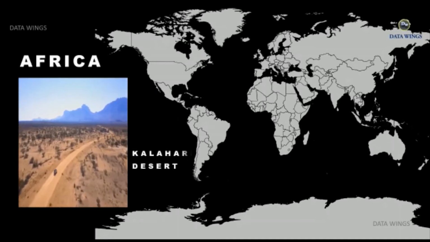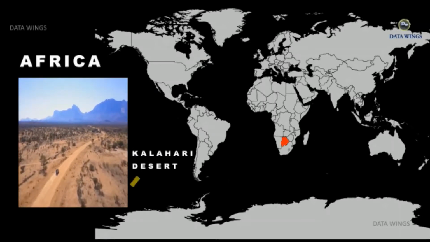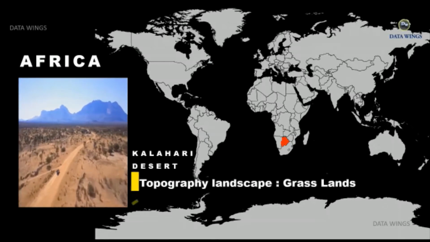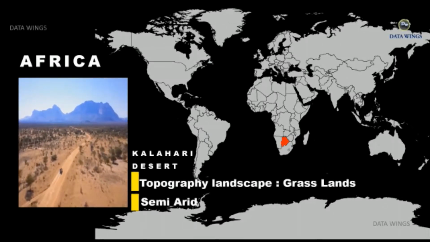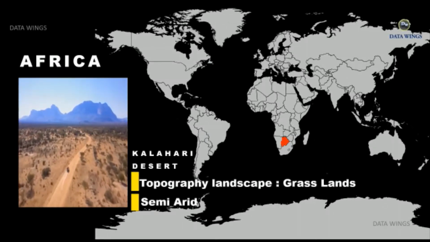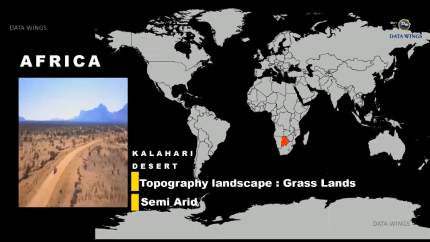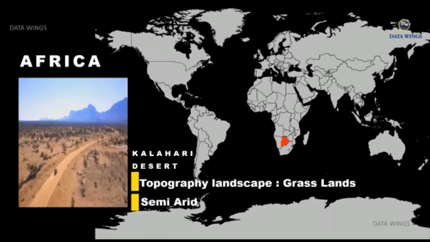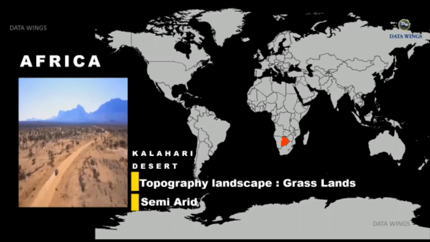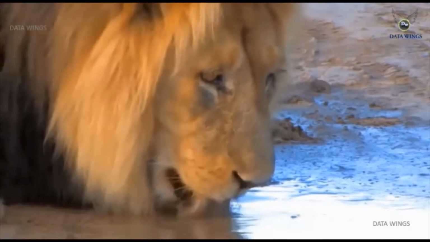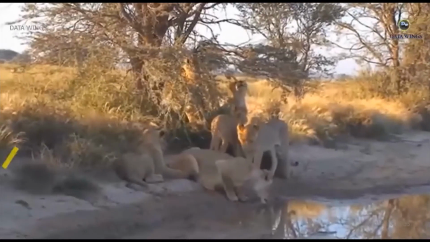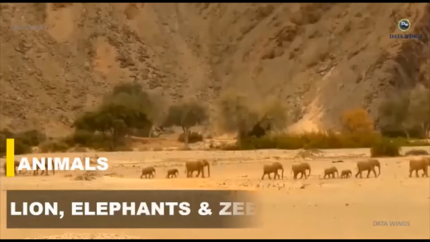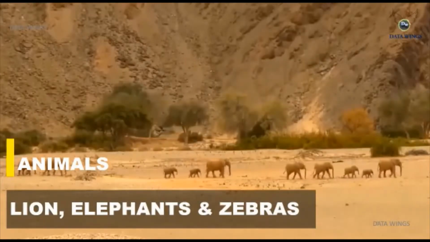And another desert, which is also located in Africa, is the Kalahari Desert. But it isn't as hot as the Sahara Desert is. And it's more south of the Sahara Desert, which means it is semi-arid. And some of the topography or landscape here are grasslands and flatland.